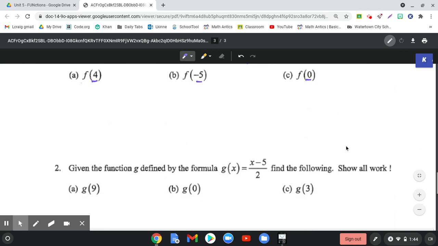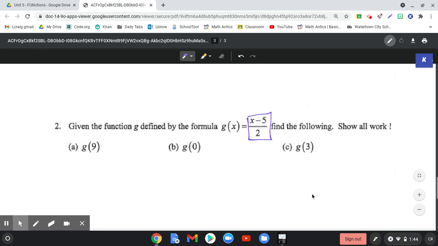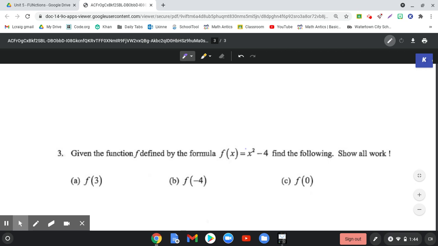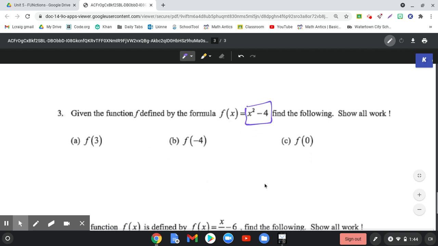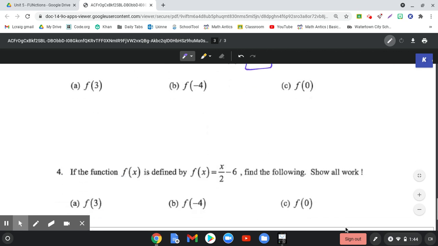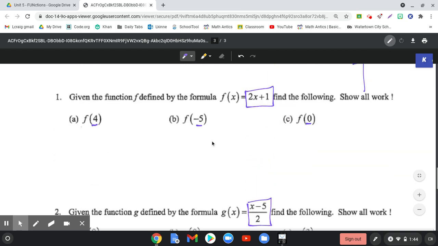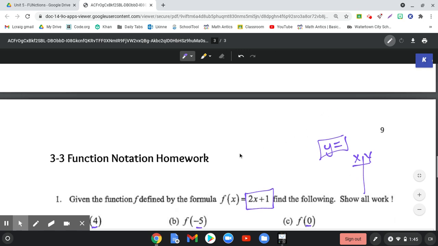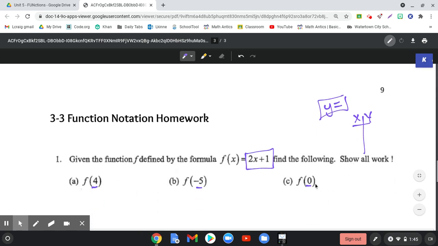The second question, this is the function rule. So you're subtracting 5 and dividing by 2 with those 3 numbers. And finally, there's 2 more. X squared minus 4. And then this one is x divided by 2 minus 6. So you can do it by hand, or again, you can go to your calculator and make a little table and let that help you do the work. For me, sometimes it's faster just to do it by hand.